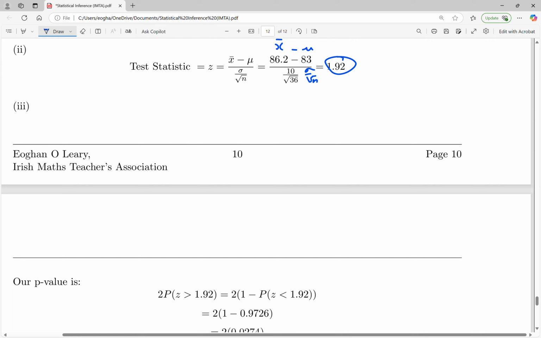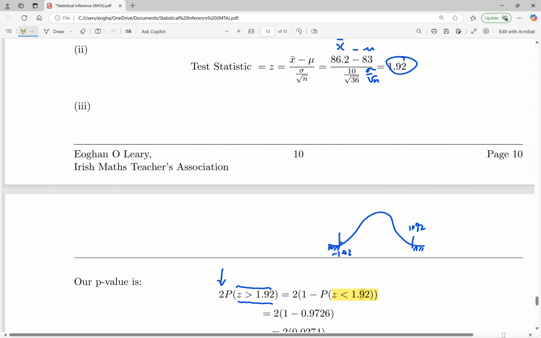However, to calculate our p-value, we're comparing with greater than and less than 1.96. So what we're doing is we're comparing with 5%. So what we do is we're going to find the probability of having a z-score greater than 1.92. We're going to double that then, because that will get us the two ends of the bell curve, to the right of 1.92 and to the left of minus 1.92. So I work out the probability of the z-score being less than 1.92.